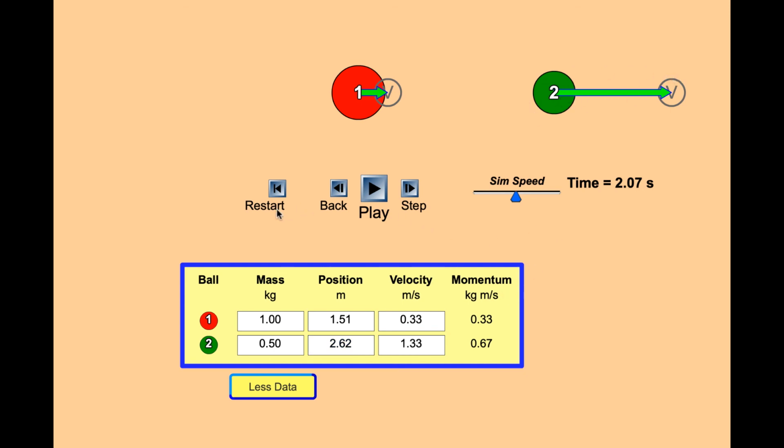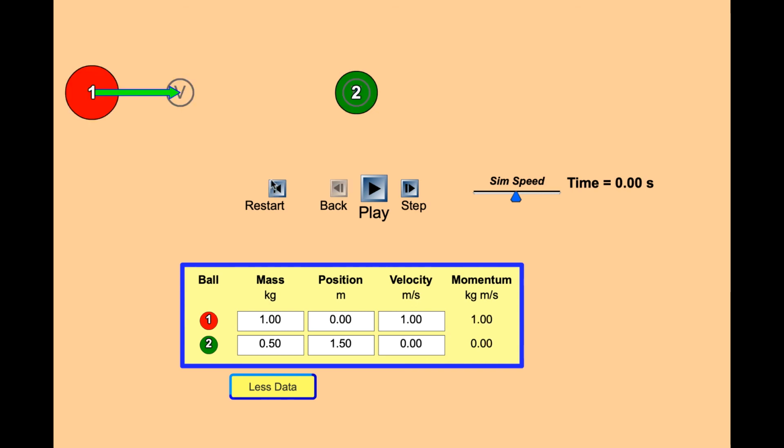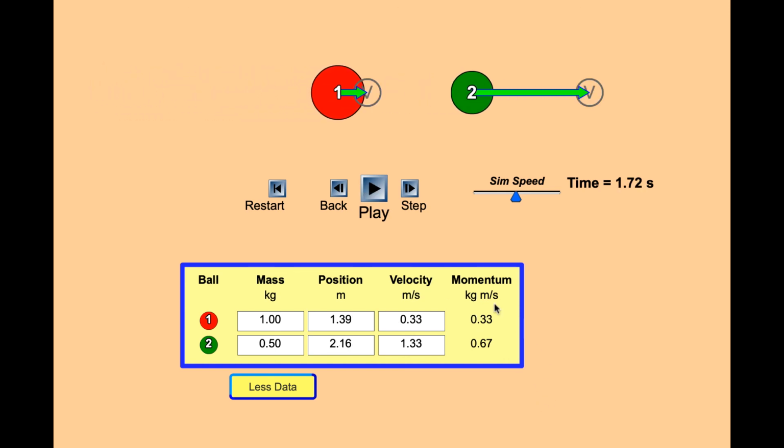I neglected to look at the total momentum before the collision, so I'm going to drive it back and restart it. The total initial momentum was 1 Newton second of momentum. And then I run the simulation, and I discover after collision that the final momentum is 1 Newton second of momentum. So I could play with this simulation all day, choosing various combinations of masses and velocities. And what I would find in each case is that the total initial momentum of the system is always equal to the total final momentum.